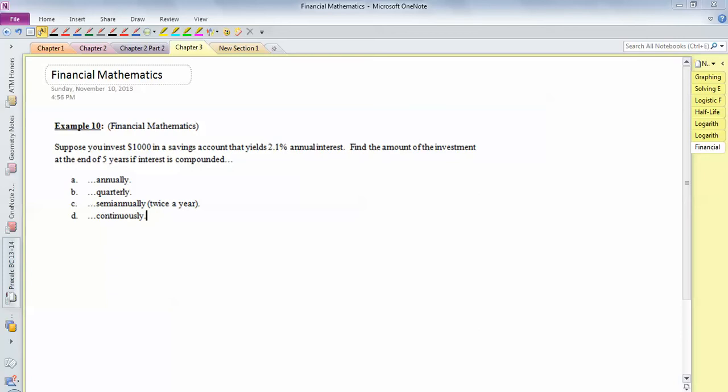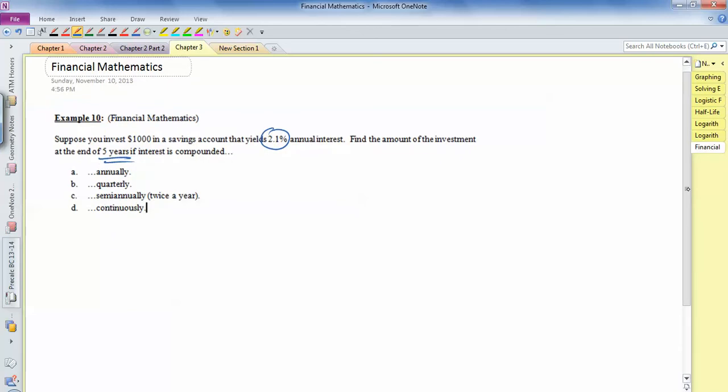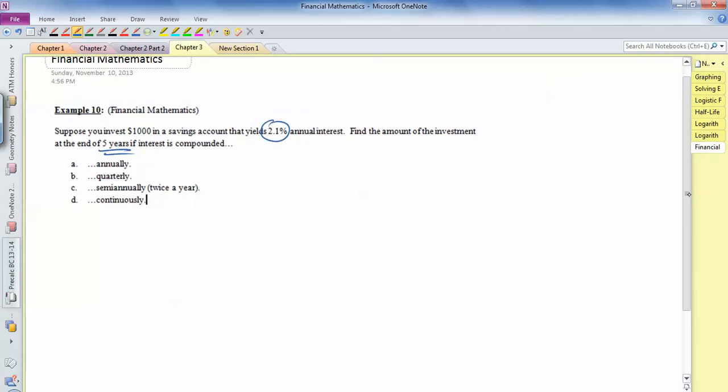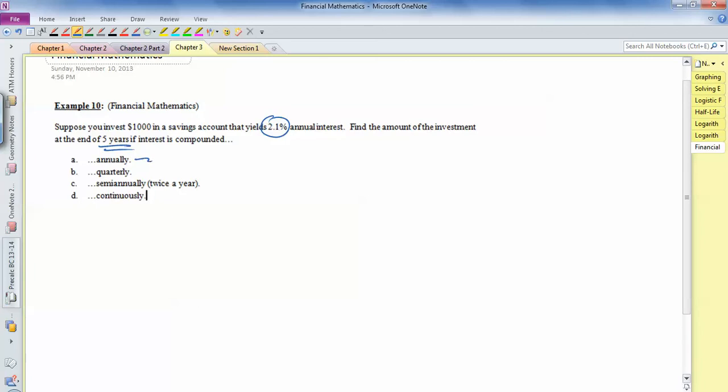So in this one, they all start out with you've got $1,000. You invested in a savings account with 2.1% annual interest, and then you have to find the investment at the end of 5 years. Depending on the way interest is compounded, you get slightly different amounts. So if it's annually, and for our class, if you don't mention compounding at all and you say annual interest, assume that it's compounded annually. So that just means at the end of the year, that's when you get a lump interest added to your account.